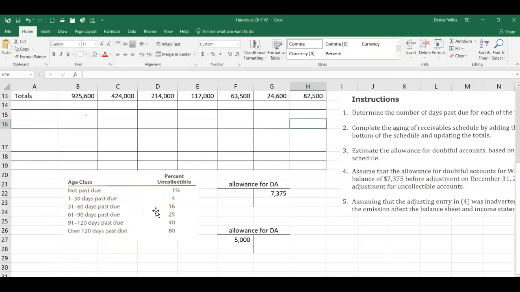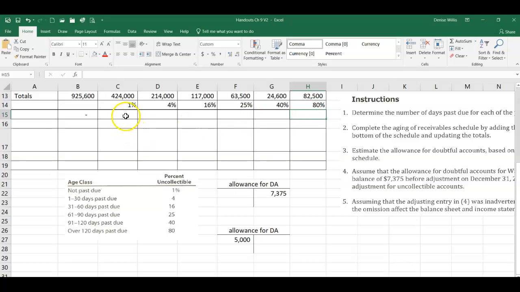It tells us what % we expect to become uncollectible for each aging category. Of everything that is not past due, we still expect 1% of that to become uncollectible. So I'm going to put 1% in there. The 1 to 30 is 4%. We have 16% in the next category, 25%, 40%, and 80%. Okay, that's how much we expect to become uncollectible in each aging category. And that makes sense that they should get larger as they are more past due. This is the over 120 days past due. We don't think we're going to see 80% of that amount.